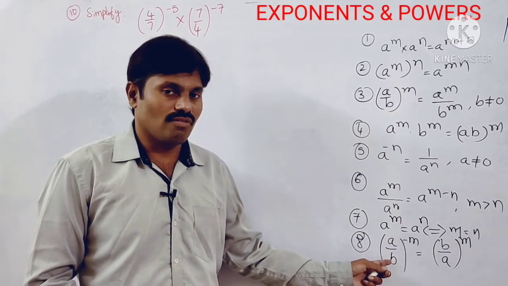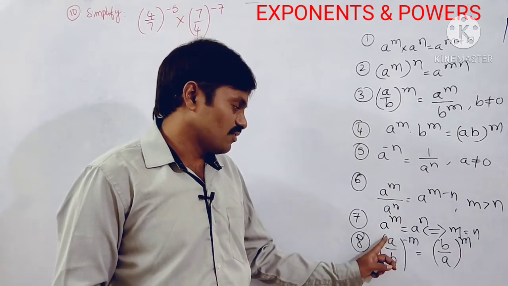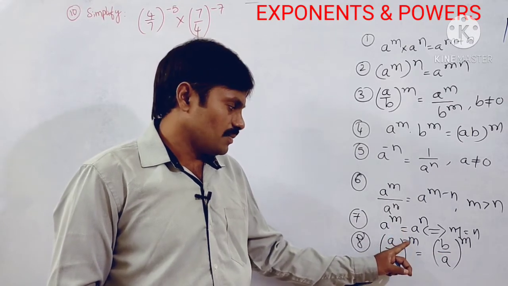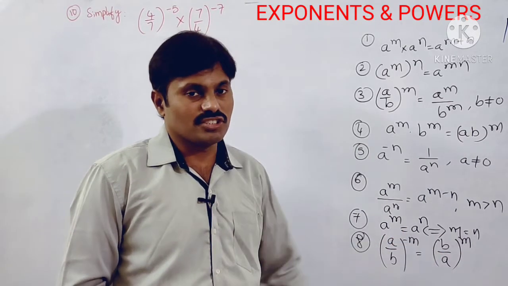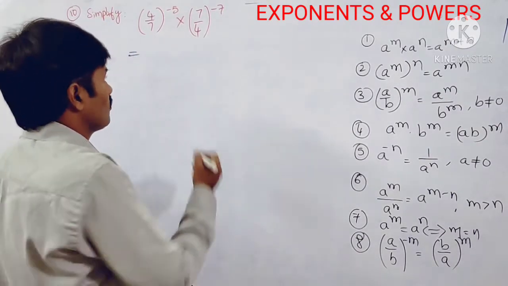(a/b)^(-m) is equal to (b/a)^m. If you write the reciprocal of the base, the negative exponent becomes positive. So this one is simple, so let me solve it quickly.